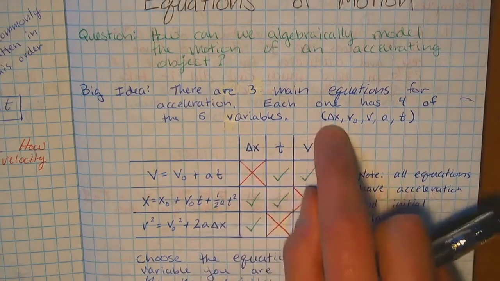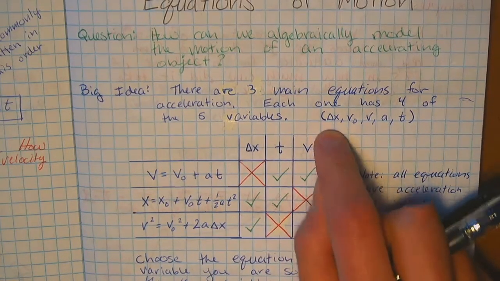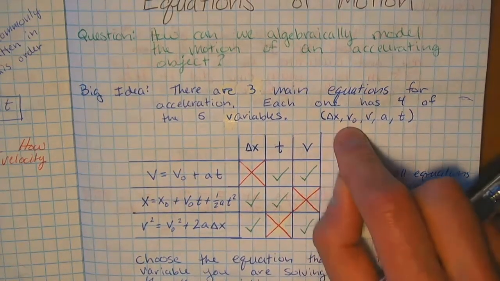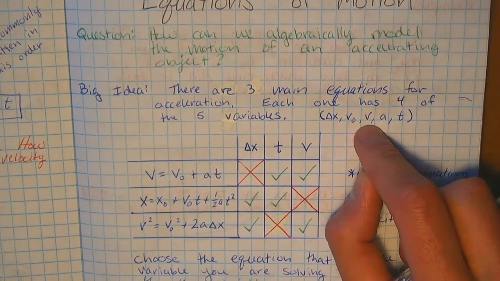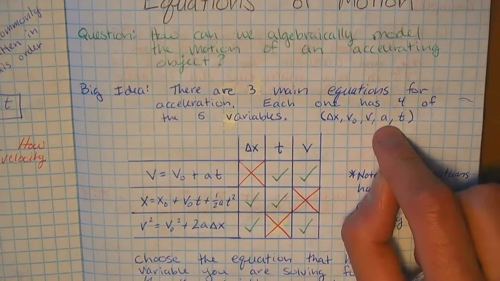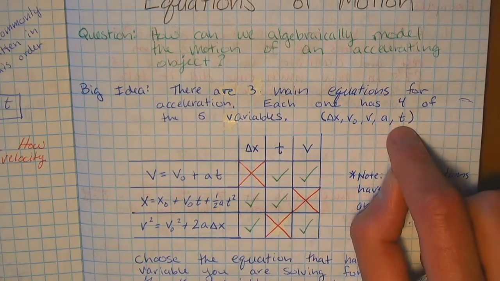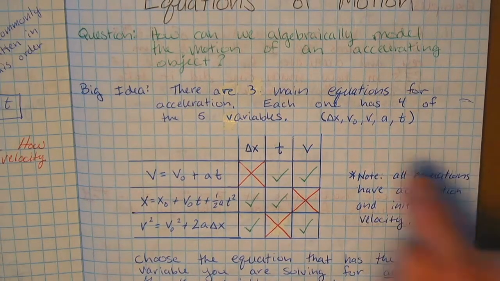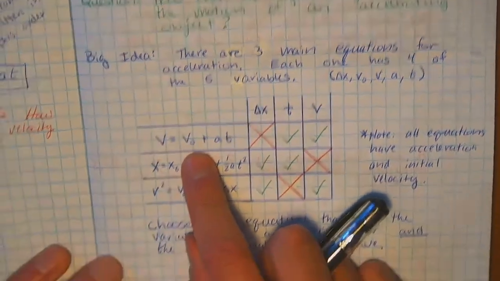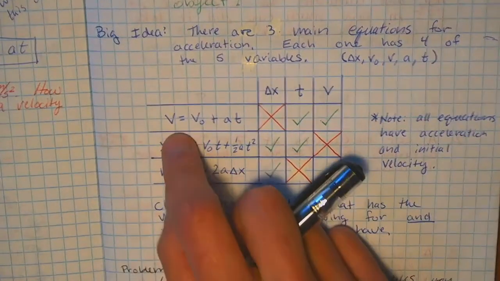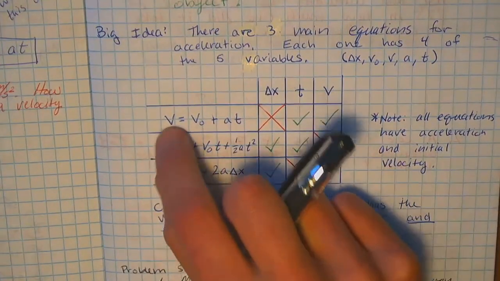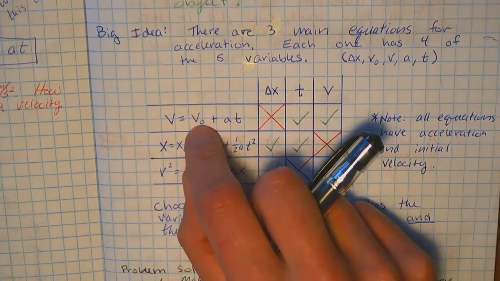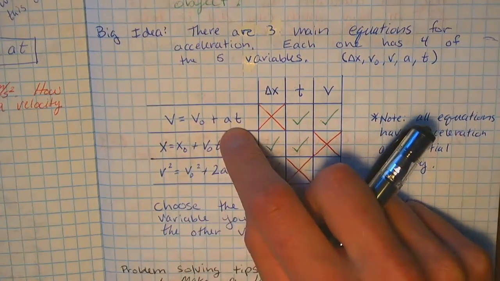So those variables would be delta x, which is your displacement, v naught, which is your initial velocity, v, which is your final velocity, a, which is your acceleration, and t, which is your time. The three equations that we have are shown in this little chart here. So the first equation is v equals v naught plus at. So this would be your final velocity is equal to your initial velocity plus your acceleration times your time.